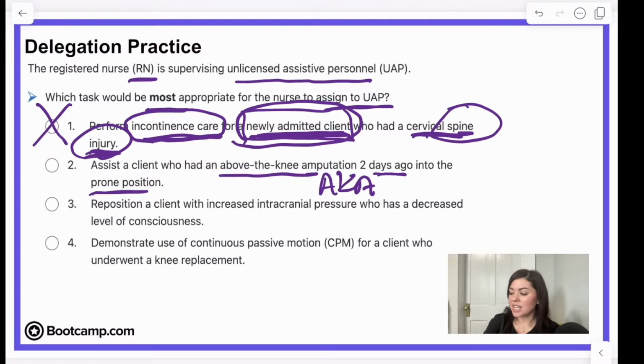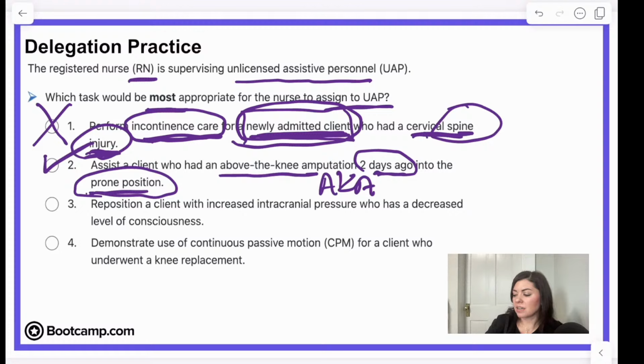So this is a routine task because it is repositioning a client. And we see this client had surgery 2 days ago. So if we are performing the care plan like we are supposed to, we should have already put them in the prone position many times by day 2. So this is routine, and the client appears stable based on the information we have. So I like it. I think you guys are right. But let's talk a little bit about the next options.